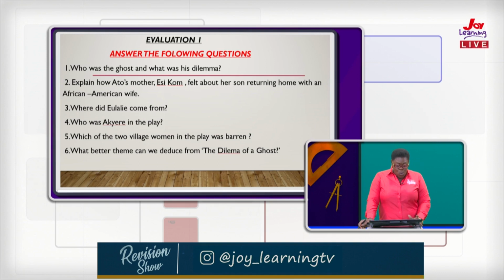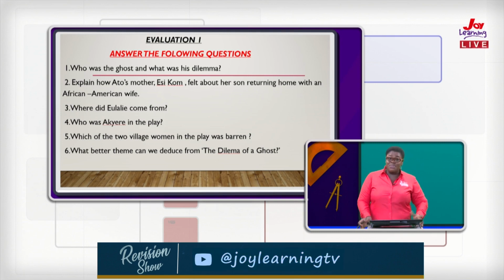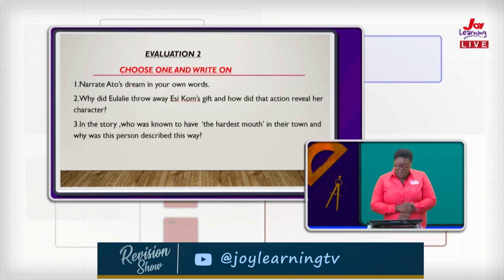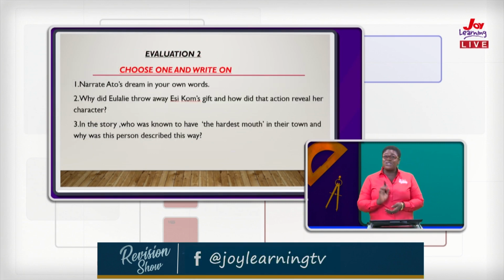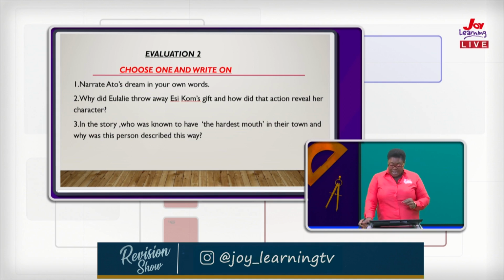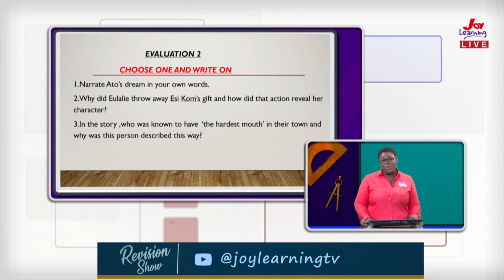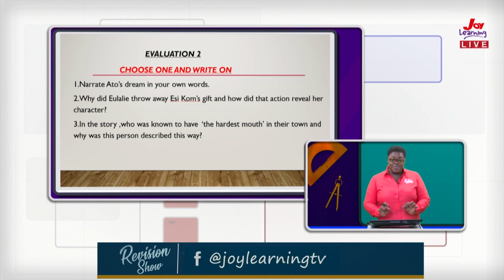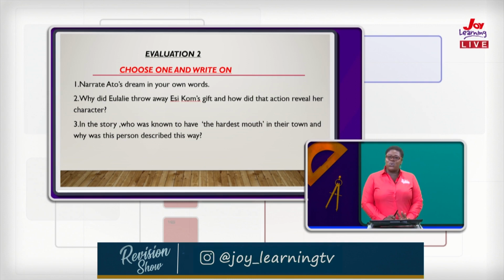And then number six, what better theme can we deduce from The Dilemma of a Ghost? I spoke about a number of themes, okay? So you can tell me any of them you remember. Then I gave you some exercises with this. You are going to choose just one and you write on for me. And then you can send the answer to Joy Learning TV on Facebook, Twitter, YouTube, or Instagram, we have joy_learningTV. And these are your questions, the personal questions, okay? So one, narrate Ato's dream in your own words.